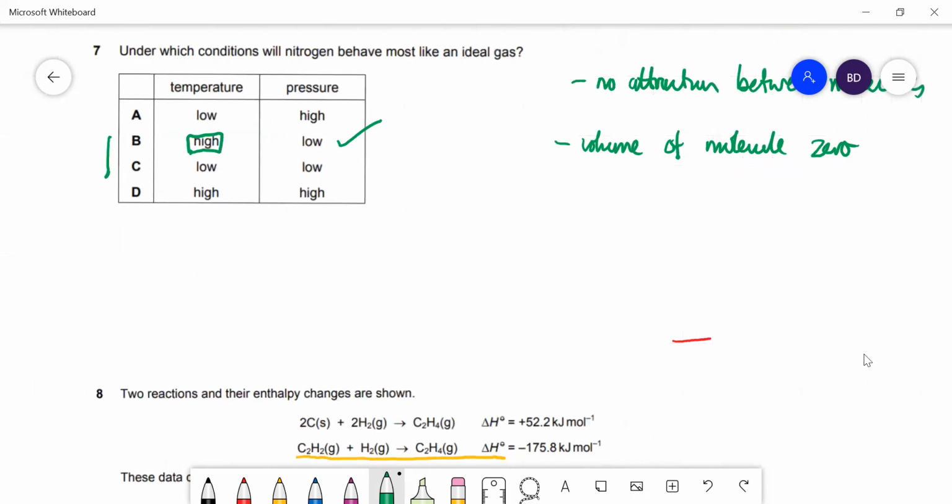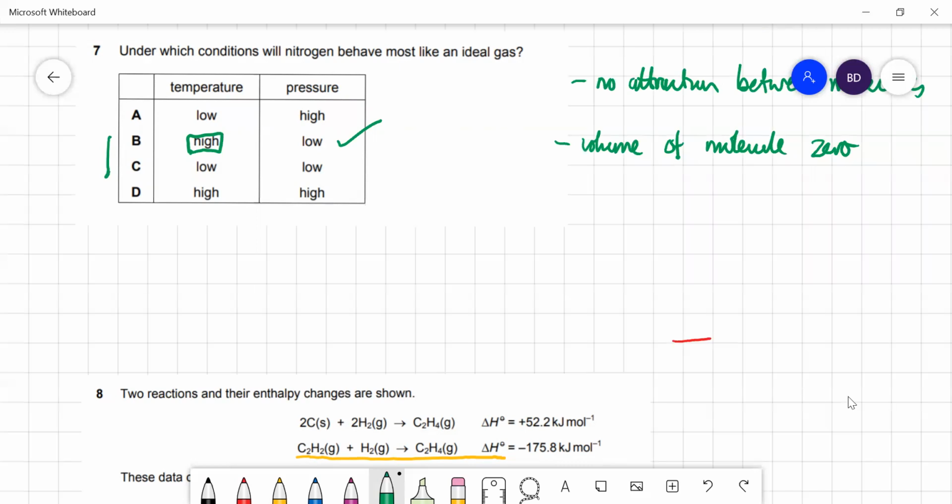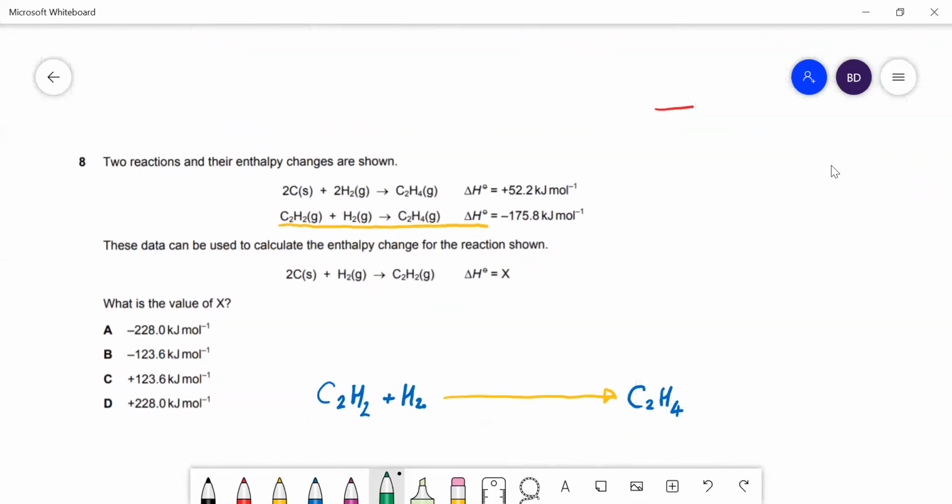If you like, when gases start to liquefy, then they stop behaving like gases, because then the molecules are going to attract each other. So what you do to liquefy a gas, you want high pressure and low temperature. So yeah.